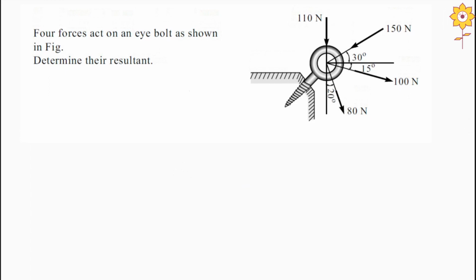In this video, we will see another problem on concurrent force system. Here we have a problem: four forces acting on an eye bolt as shown in the figure. We have to determine the resultant of this system. On the right hand side you can see the figure. This is quite a complex figure.